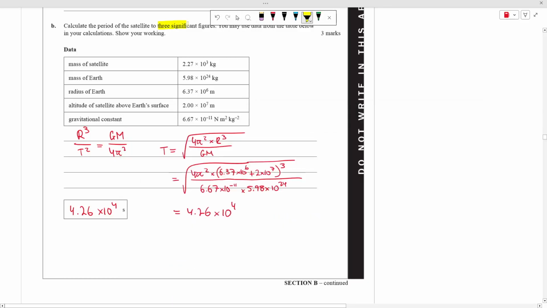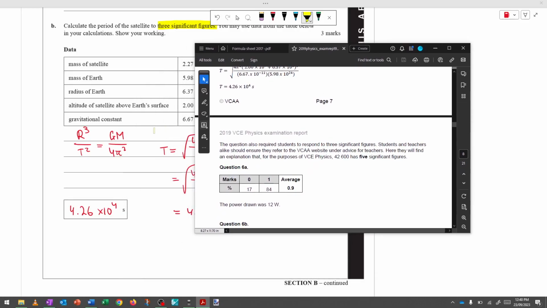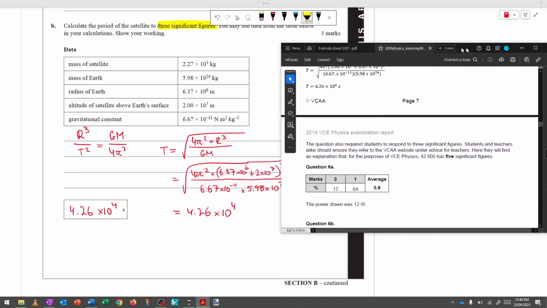I forgot that. I'll highlight that for future reference. Anytime it's got significant figures, just highlight that. Put a big circle around it or something, because you don't want to lose a mark for not putting significant figures. Luckily, I did put my 3 significant figures, but I wasn't paying attention, so could have lost a mark there.